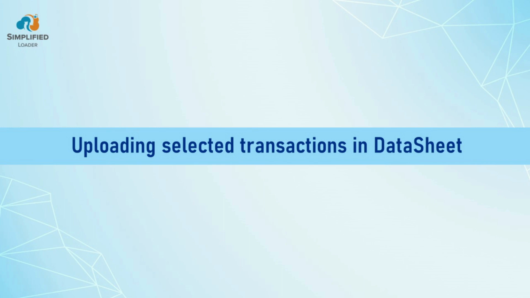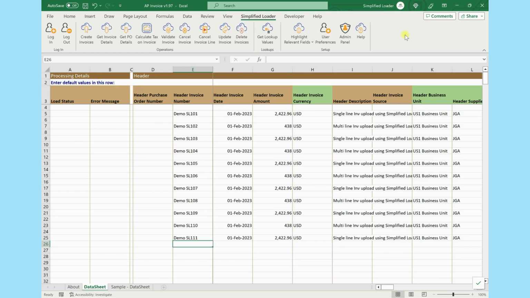Uploading selected transactions in datasheet. To perform an operation on certain records, the user must first select the Excel rows containing data that need processing. Selecting rows in the datasheet indicates that Simplified Loader only needs to operate on the selected rows. After selecting the rows, click on an operation from the Simplified Loader toolbar.